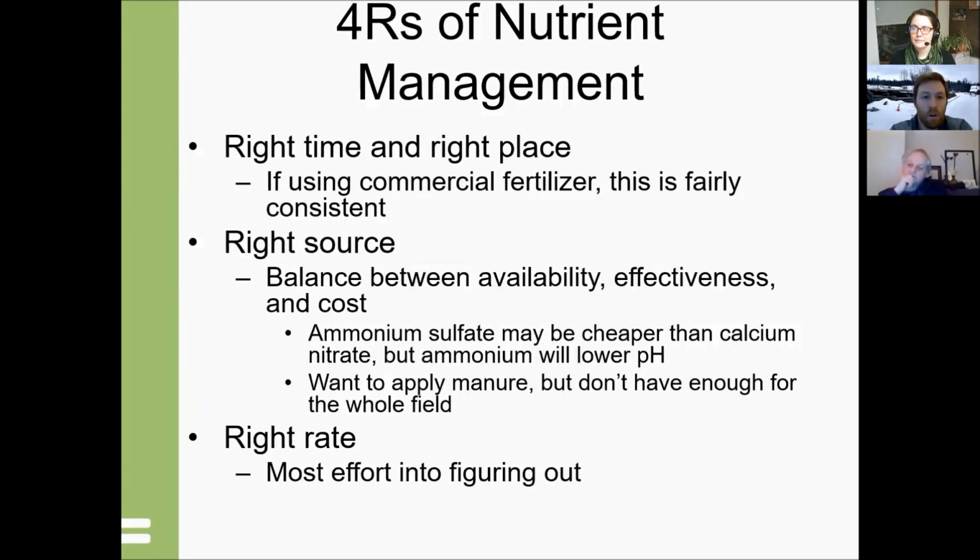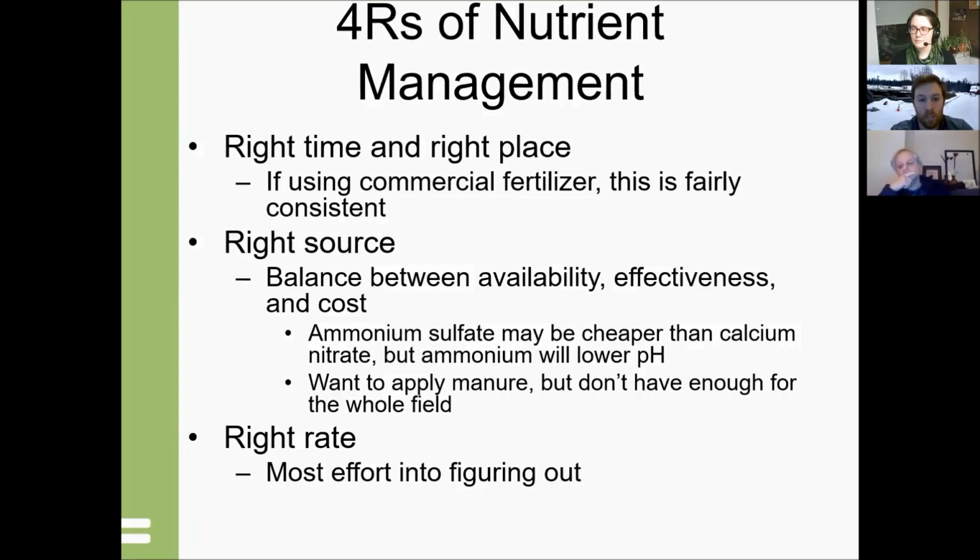So with the 4Rs, in forages, the right time and the right place are usually pretty consistent. Normally we want to apply in the spring, and most of the time we're going to do a broadcast application, with a few exceptions. The right source, that's when it starts getting a little trickier, because you want to balance your availability and the effectiveness with the cost.